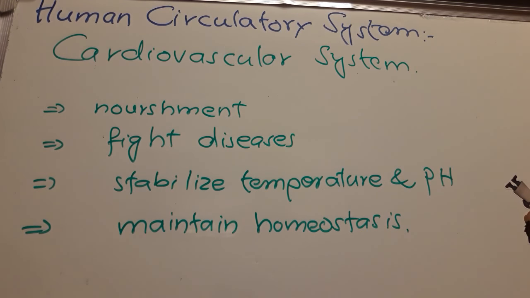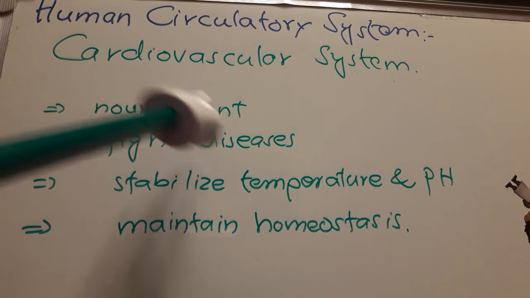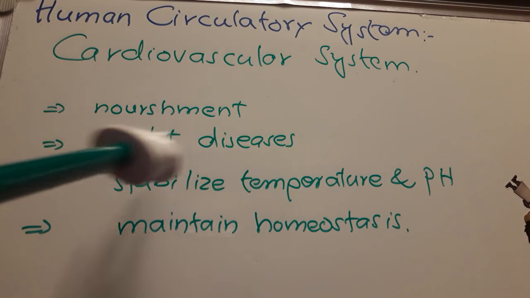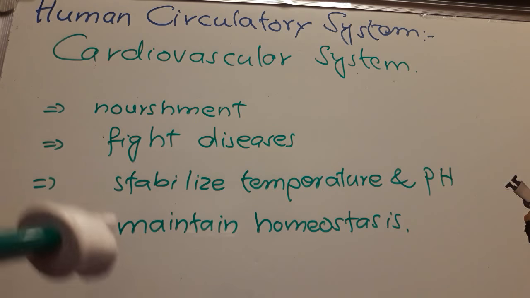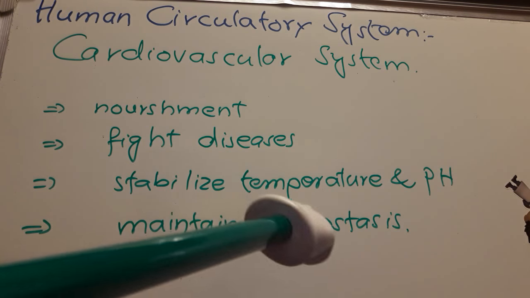The circulatory system is also known as the cardiovascular system or simply the vascular system. This is an organ system that permits blood to circulate and transport nutrients and waste materials to and from the cells in the body to provide nourishment, help in fighting diseases, and stabilize temperature and pH, and it also helps to maintain homeostasis.